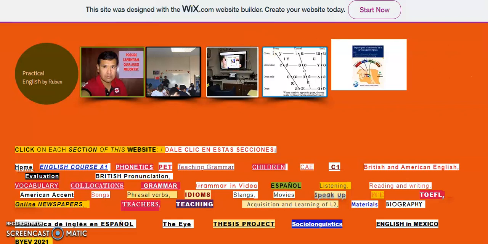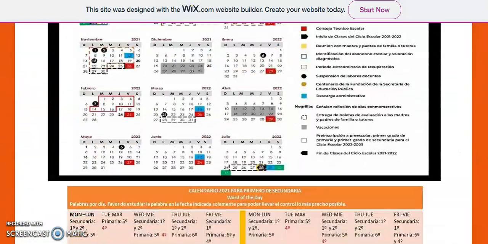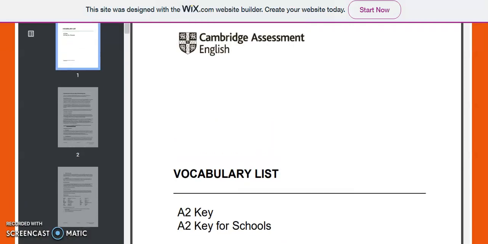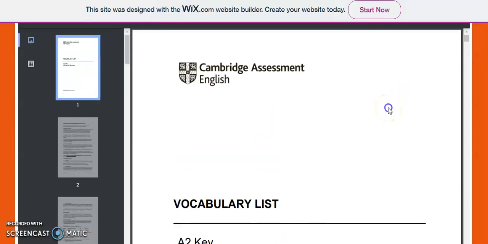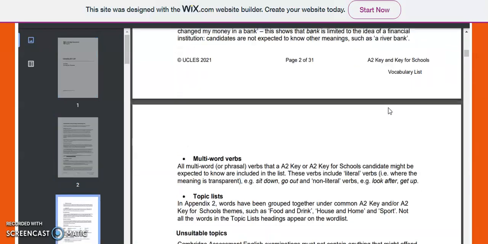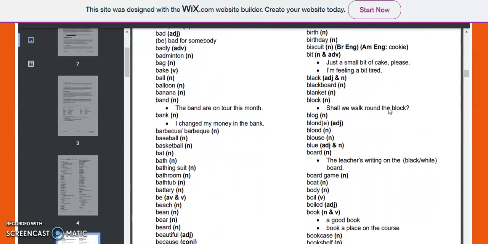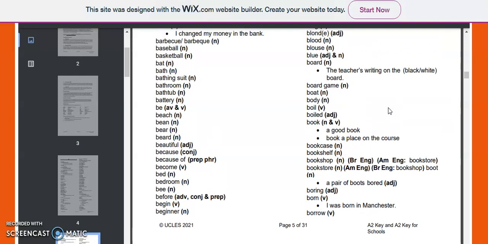I'm okay. And then I'm here to work with you with two interesting words. Both words are going to be depicted in the vocabulary list, or you will find them here. Just scroll down the page. Go to the letter B and pay attention to the words boring, it's an adjective, and bored, as a verb.